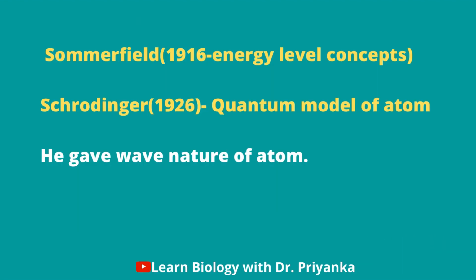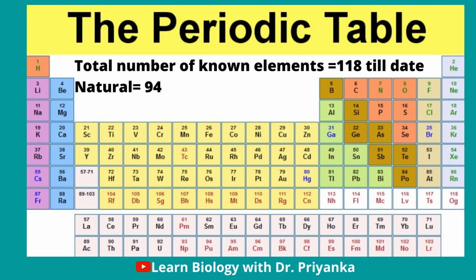And this is the periodic table, because we should also know about the various elements, where they are placed in the periodic table, what their position is, the number of known elements to date, and how many natural elements are present in nature. So just to give some general idea about the elements present in nature, I showed this slide, and here we see the total number of elements in the periodic table is 118 to date, and natural elements are 94.